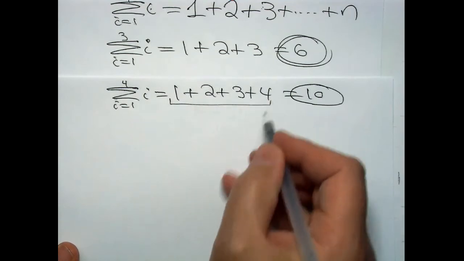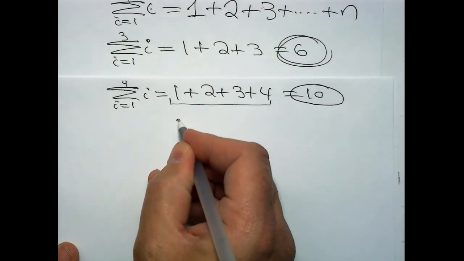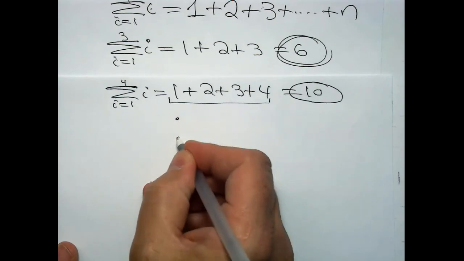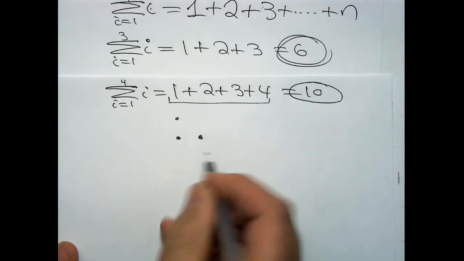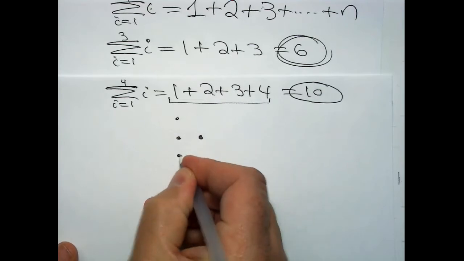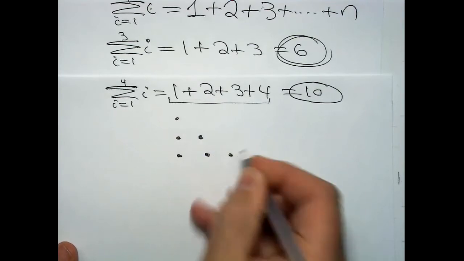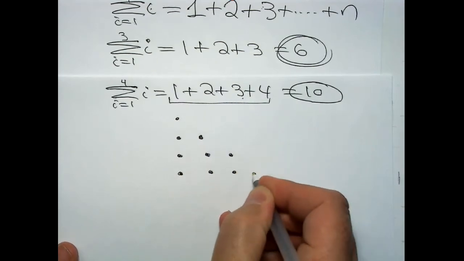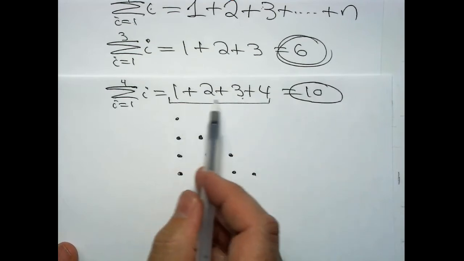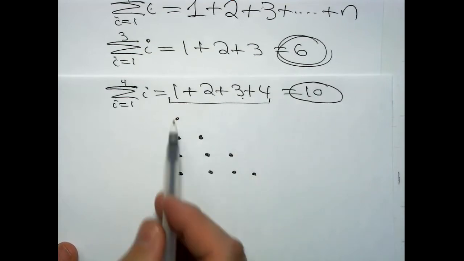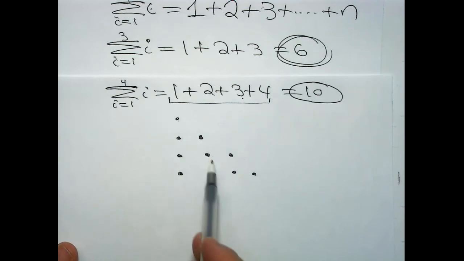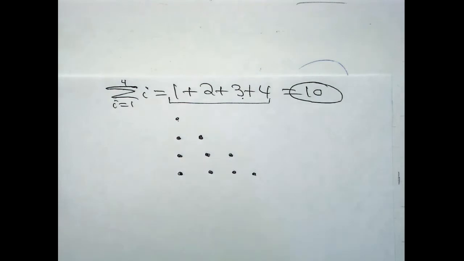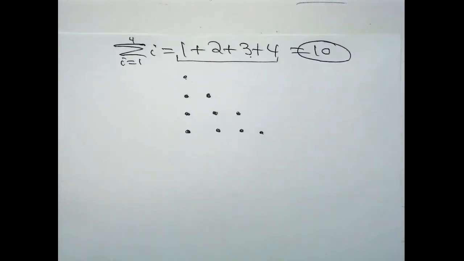Now, one way of adding 1 through 4 is maybe to represent it with dots. And we're just going to count the dots. There's 1. There's 2 dots. There's my 3 dots. And finally, there's my 4 dots. So we're supposed to add 1 plus 2 plus 3 plus 4, and you just count the dots. 1, 2, 3, 4, 5, 6, 7, 8, 9, 10. Now, we don't really need the dots to do that, right? We can add 1 through 4 without that.